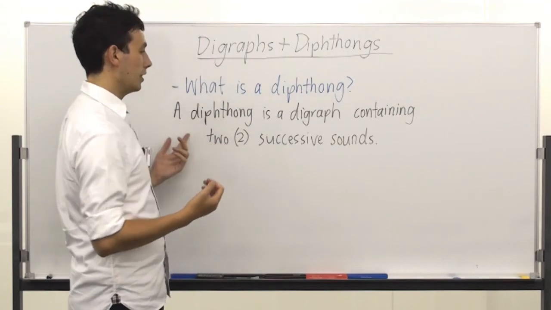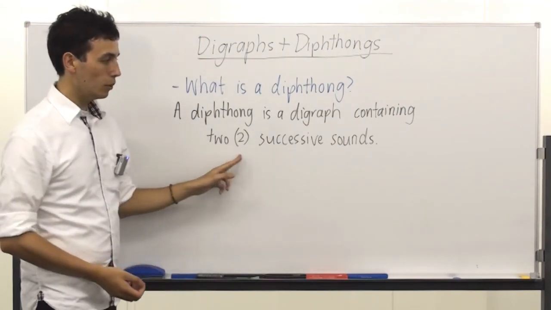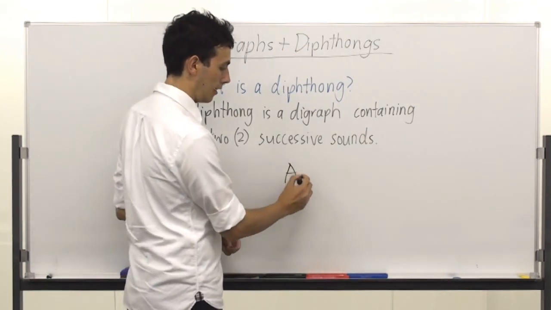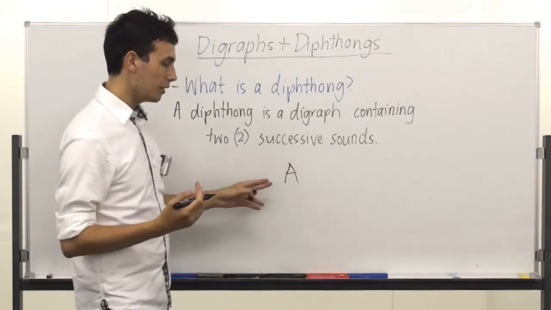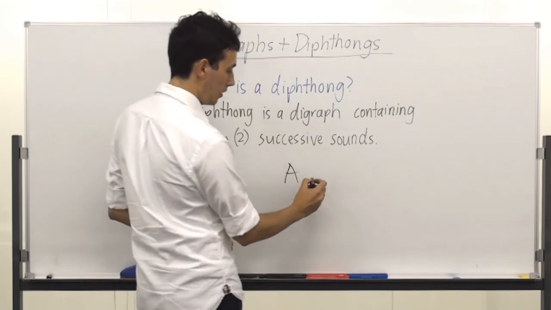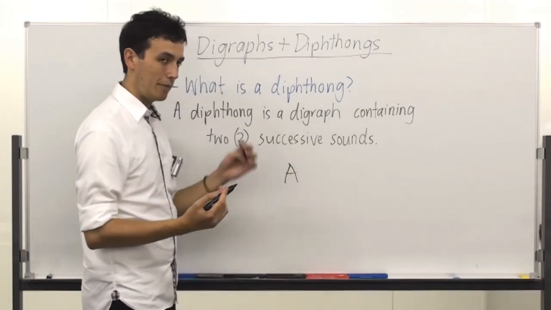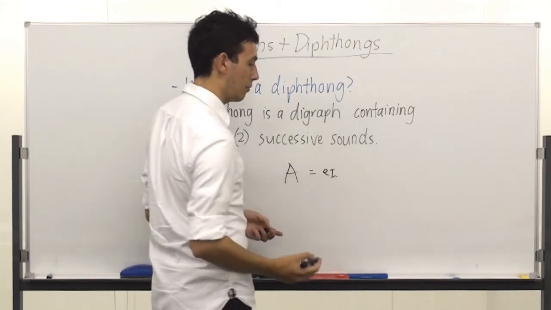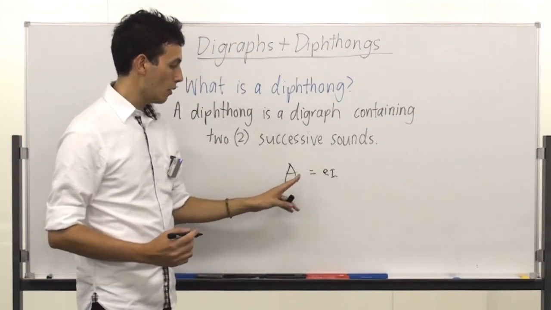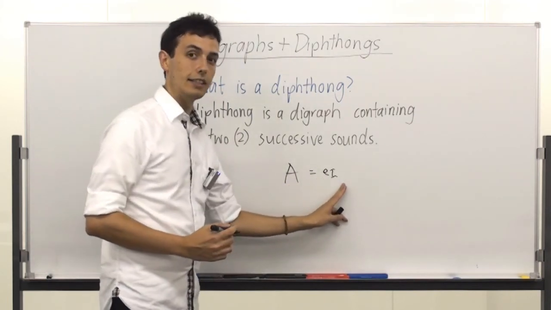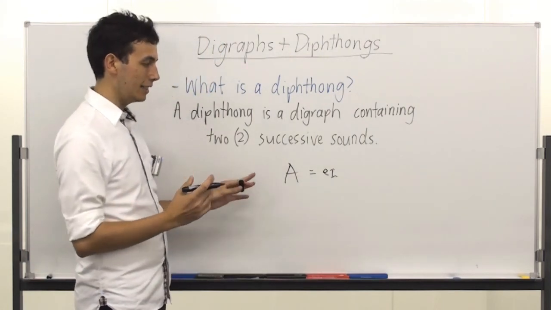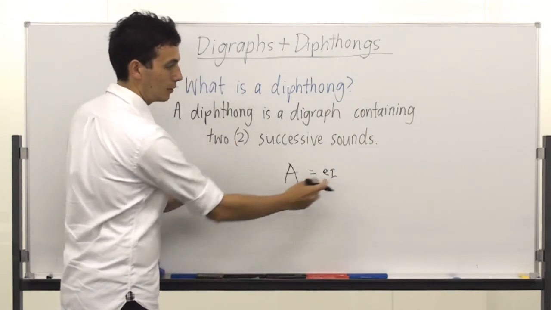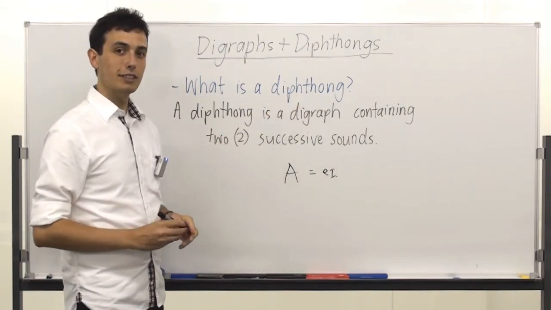You're asking me. A diphthong is a digraph containing two successive sounds. So the sound by itself of the letter A, when you say A, you're not just saying one sound, you're saying two sounds. This is represented in the IPA, the International Phonetic Alphabet, as small e and small capital I. When we say A, it goes A-E, A. You can't say the A sound with one letter. You have to move successively between these two sounds, and that's what a diphthong is.